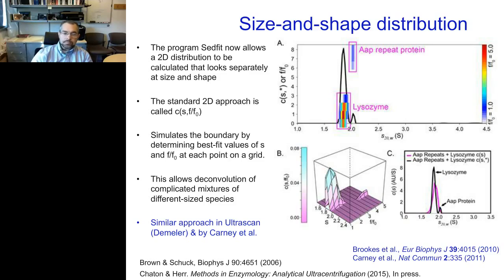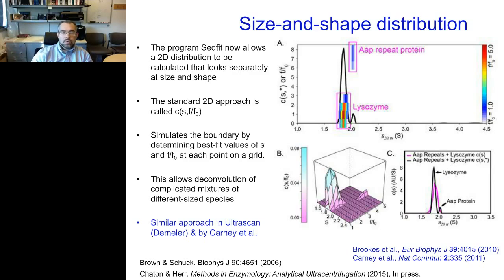I definitely want to point out that in Boris Demeler's webinar sponsored by Beckman, he discusses a similar implementation, not the same thing, but similar, in UltraScan, and there's a paper by Carney et al., those are shown over here, that describes a similar approach.